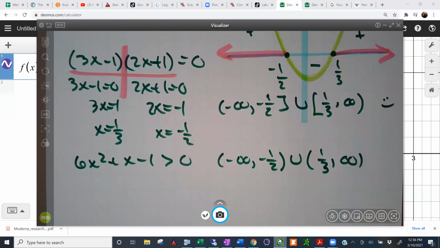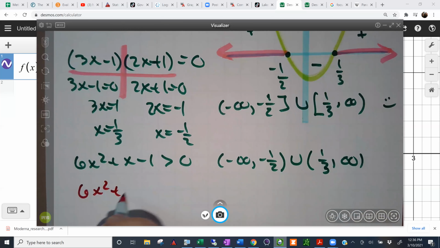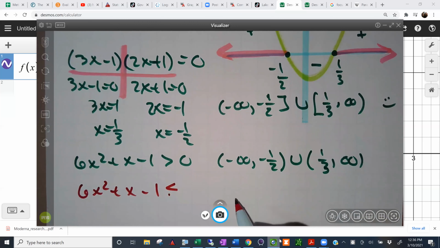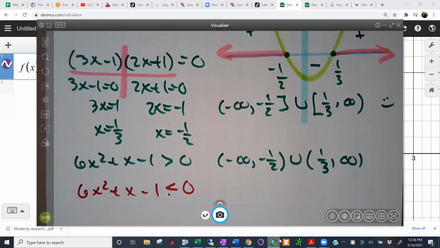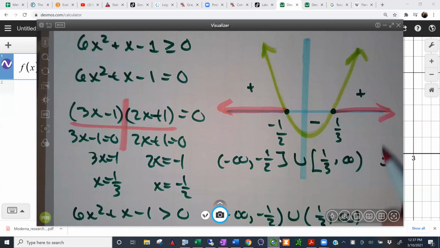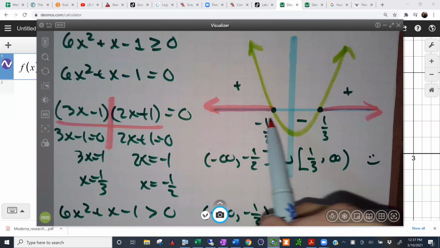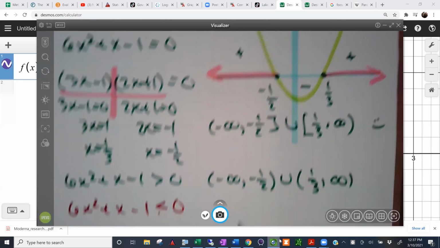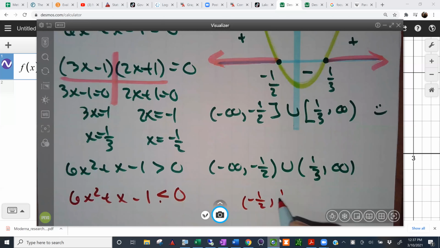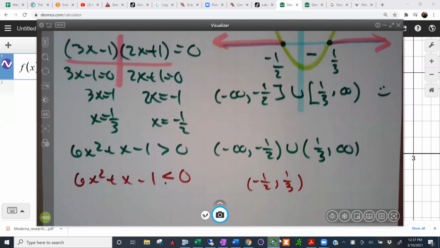And one last variation on this one. If I had 6x squared plus x minus 1 is less than 0, then instead of wanting the positive intervals, I'm going to want the negative interval. So the negative interval is just that middle one in between here. So that'd be negative 1/2 to 1/3, like that.